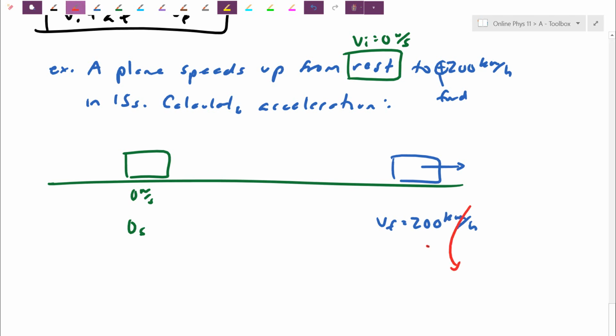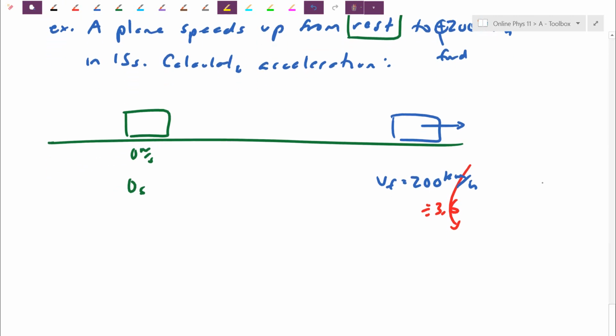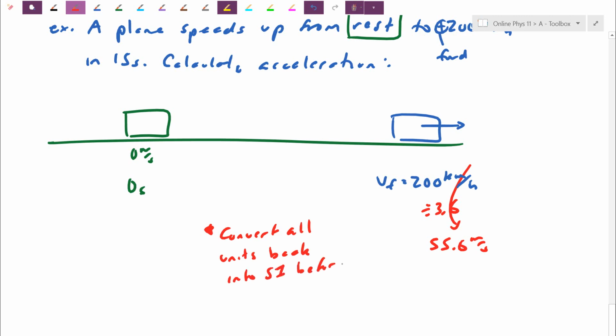If you look back at the two-box lesson, remember the conversion to meter per second, the correct SI unit, is a 3.6. If I take 200 divided by 3.6, this will end up giving you the speed 55.6 meter per second. So that's important here. Let me make that note here. Convert all units back into SI before using formulas, just to make sure that the units themselves cancel.